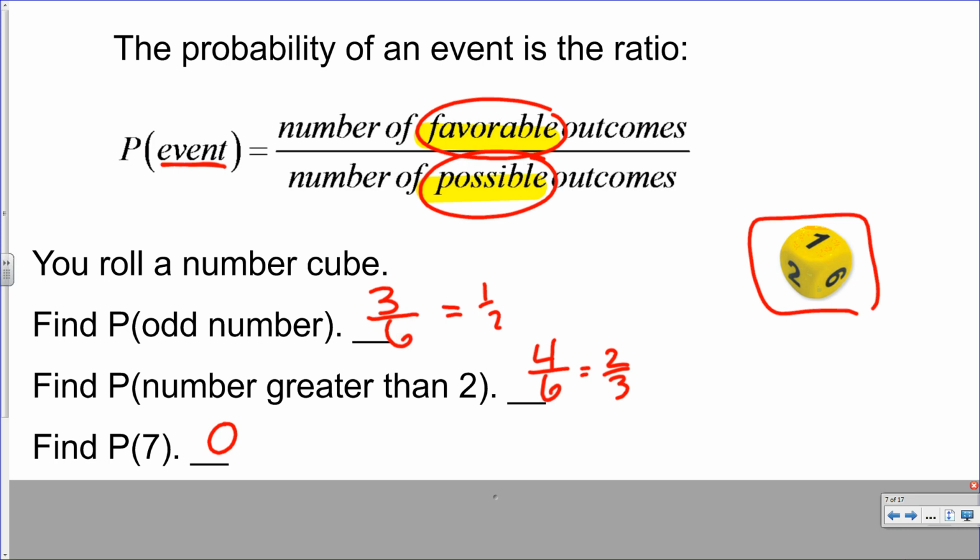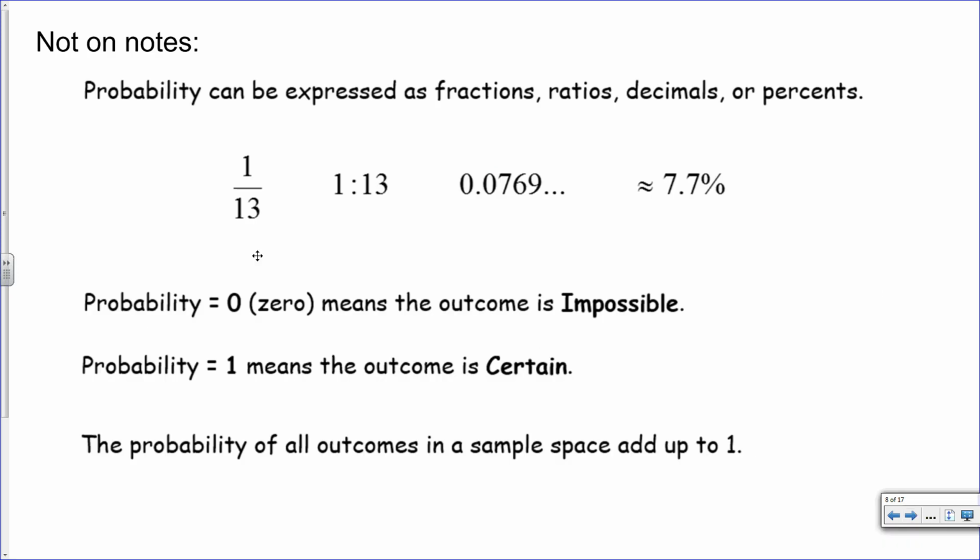This is also not on your notes, but just a reminder, probability can be a fraction, a ratio, a decimal, or a percent. Zero means it's impossible, 1 means it's certain, and it always adds up to 1.